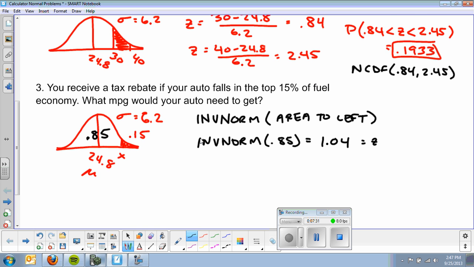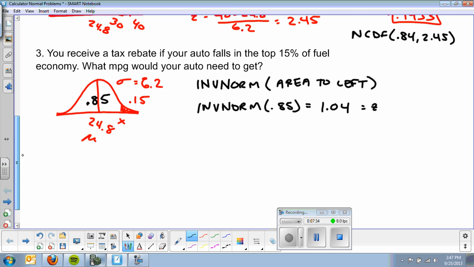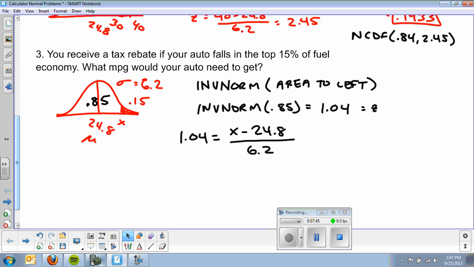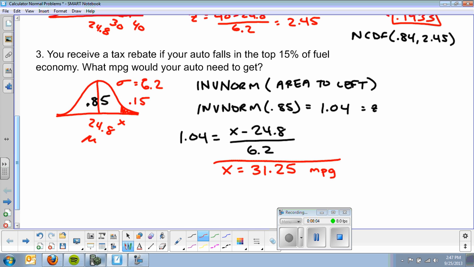That's my z-score basically. So I still need to do a little bit of algebra. 1.04 equals x minus 24.8, which is my mean, over my standard deviation. And again, I'm basically solving that for x. I end up with x equals 1.04 times 6.2, and then I add the 24.8, and I get 31.25 miles per gallon. Okay, so I'd need to have at least that to be in the top 15%. Hope you enjoy this.